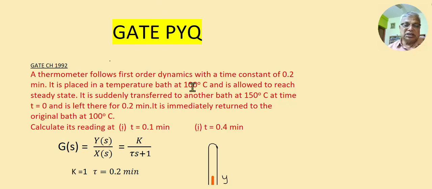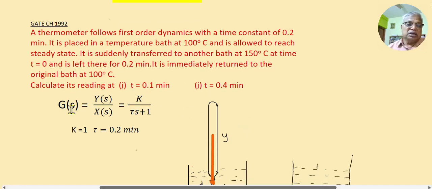It is placed in a temperature bath at 100 degrees Celsius and is allowed to reach steady state. Then it is suddenly transferred to another bath at 150 Celsius at time t equals 0 and is left there for 0.2 minutes. Then it is immediately returned to the original bath at 100 degrees Celsius. There are two questions: you have to calculate its reading at t equal to 0.1 minute and also at t equal to 0.4 minute.